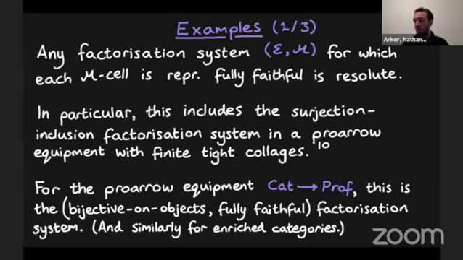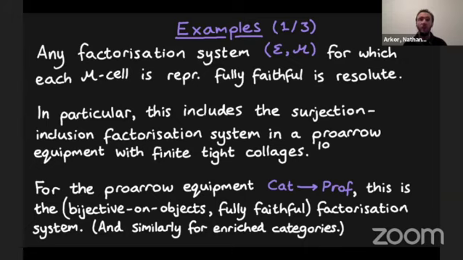So I'm going to use the last few minutes to talk about some examples. So the first question you might have is how common are these factorization systems which are resolute? And it turns out it's not a very strong property to impose. In particular, any factorization system for which each M cell is representably fully faithful is resolute.